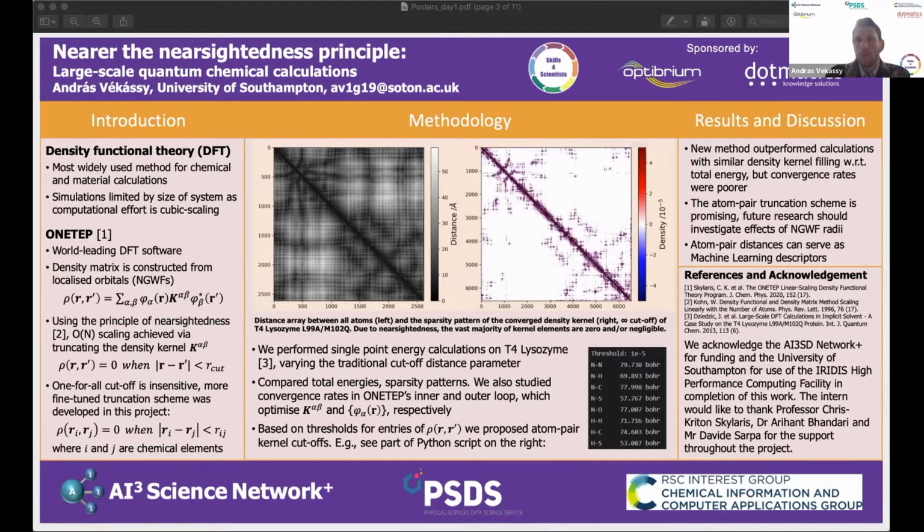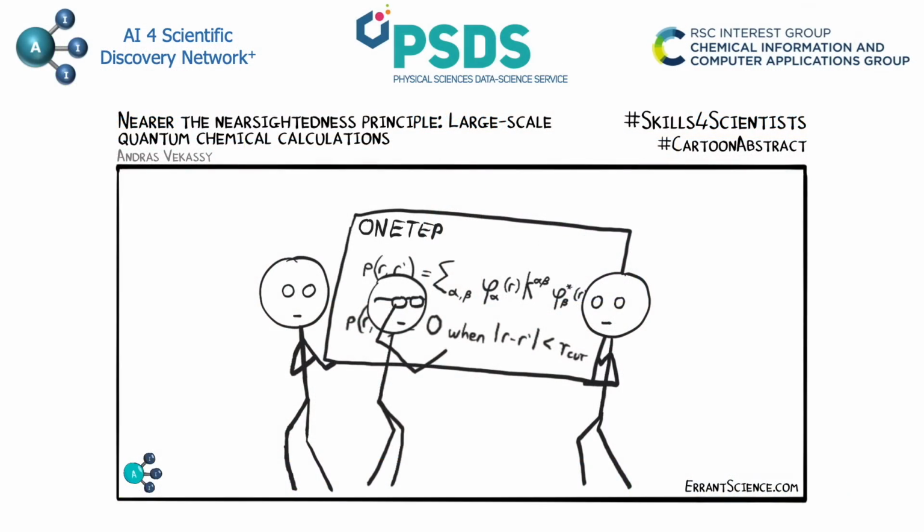So I would love to look in the future into how the radii for the orbitals we set for the calculations affect calculations, as well as using these new cutoffs we acquired as descriptors in machine learning. And that concludes my presentation.